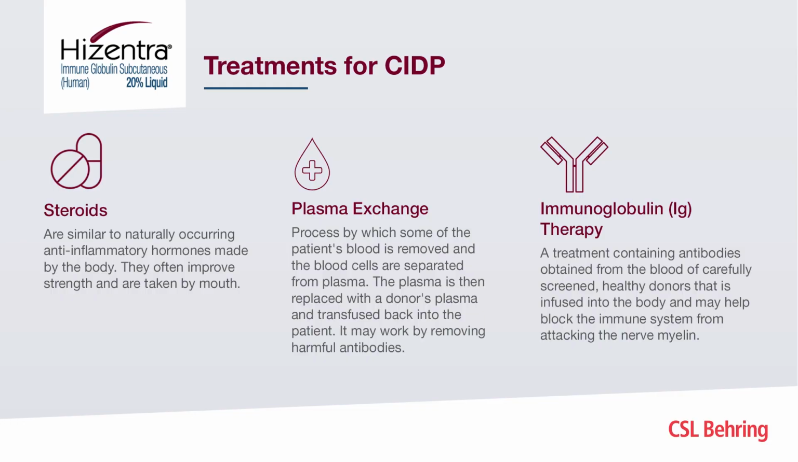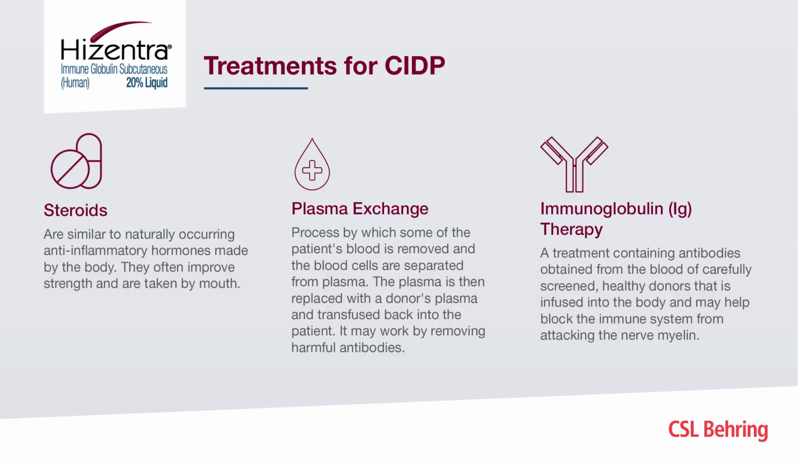Plasma exchange is a process whereby the blood is removed from the body, the blood cells are separated from the plasma, the plasma is discarded, and then plasma from healthy donors is replaced. And we think that that's a helpful way to remove some of the antibodies that we think cause the problem in CIDP. And that can be an effective treatment, although it also has many of its own limitations.